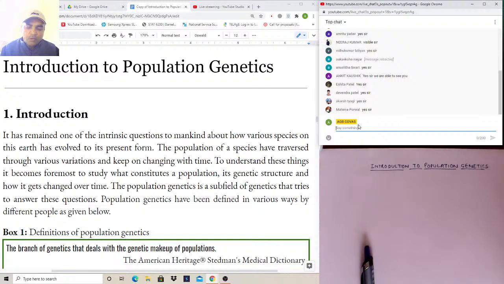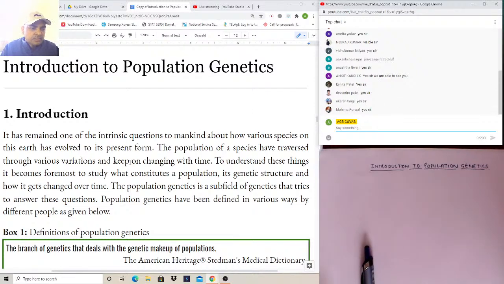So we will look in more detail at the intricacies of population genetics, which is simply extending the knowledge we have gathered up till now, of statistics and Mendelian genetics, to the population, to understand the population structure and how the genetic composition of a population behaves over time. Okay, so let us start with the introduction.